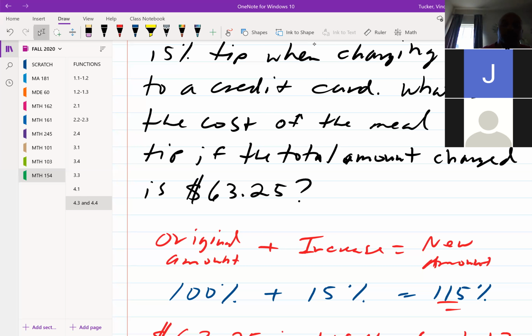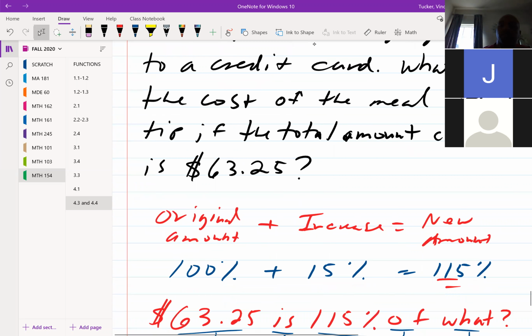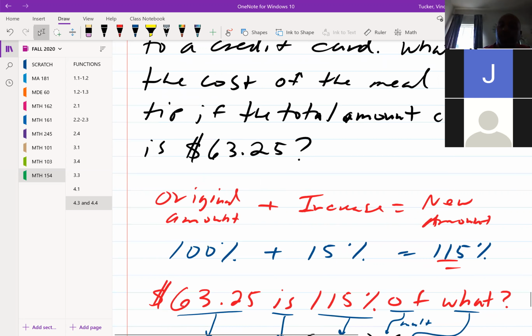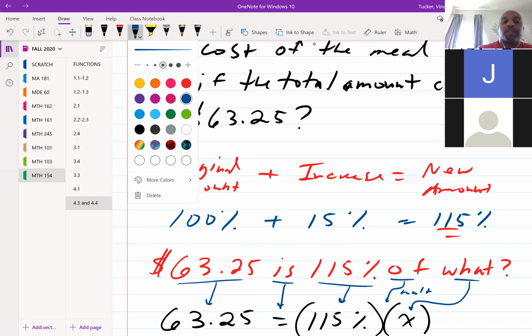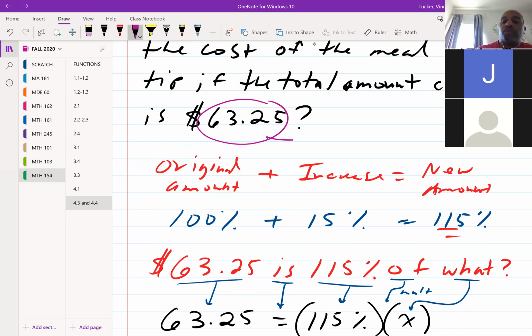So in problem number 7, it's going to be a very similar situation where you're adding 100 to your rate, your percentage. So what I did from there said that that 63.25 represents that new amount. So that means $63.25 is 115% of what amount? The original amount is what we do not know. We just know that 63.25 is 115% of that original amount.